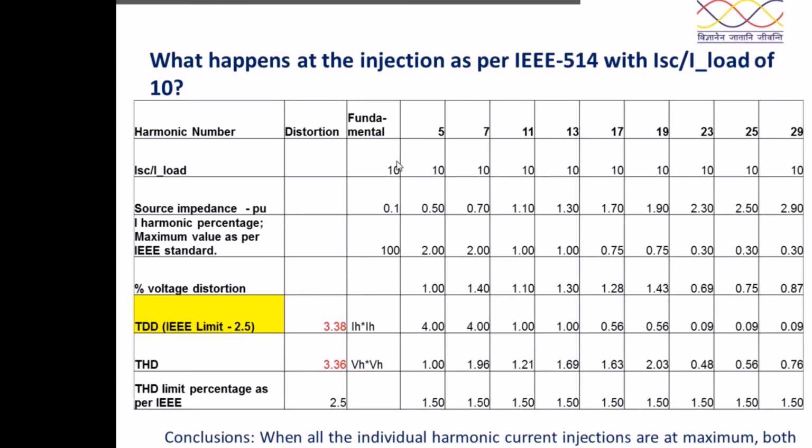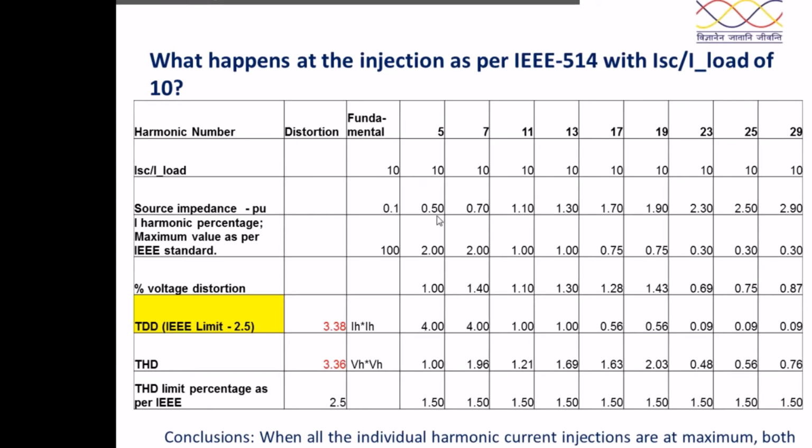Now, at the fundamental frequency, ISC by IL is 10. What does it mean? The source impedance becomes 0.1 per unit. If you are getting a ratio ISC by IL of 10, it means the fault current is 10 per unit. Then the impedance is 1 by 10, that is about 0.1 per unit. Therefore, with respect to the base of the load current, the source impedance will be 0.1 per unit at fundamental. That is 1 by 10.